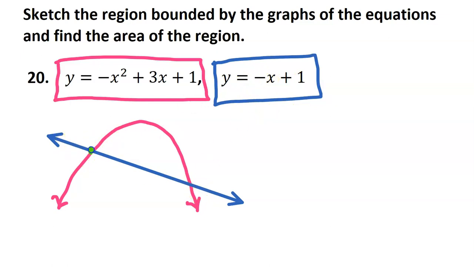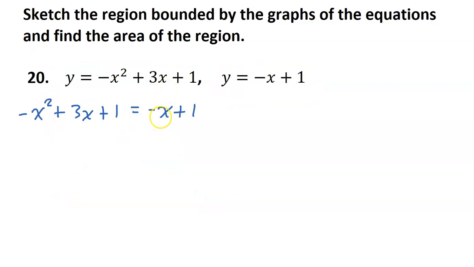We need to find the points of intersection. Well, at least we need to know what the x values are. So let's set these two equations equal to each other and solve. So we start out with this. Adding x to both sides, we have negative x squared plus 4x. Subtracting 1 from both sides, the 1's cancel each other out, and we have equals 0.